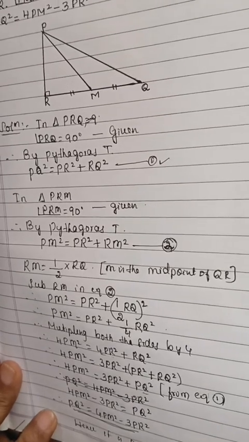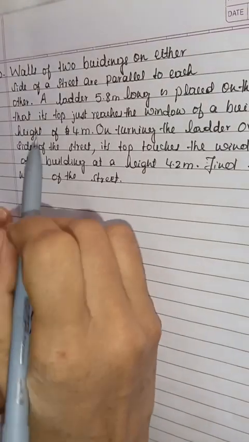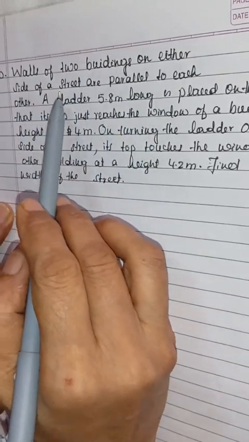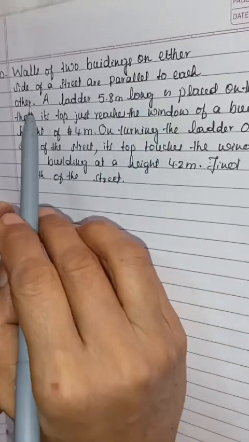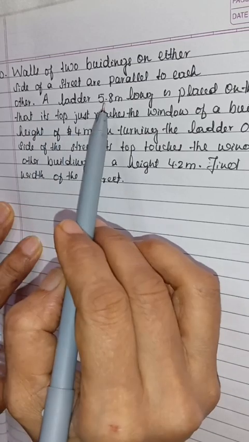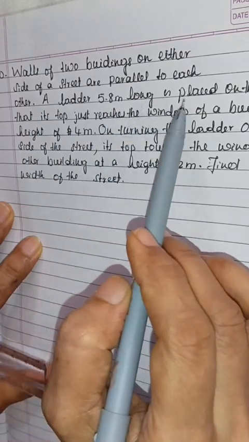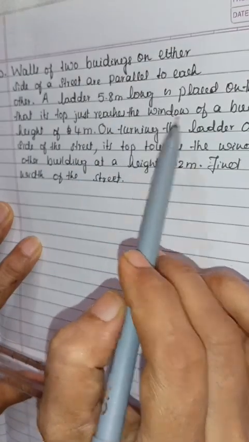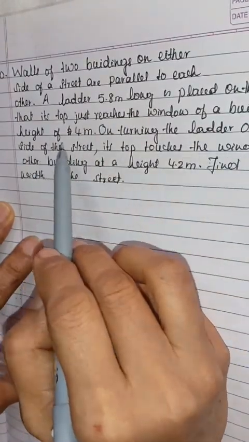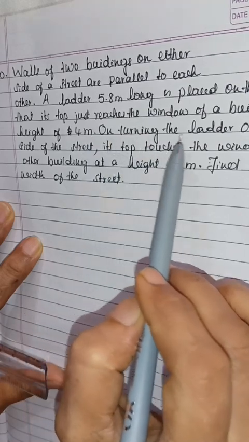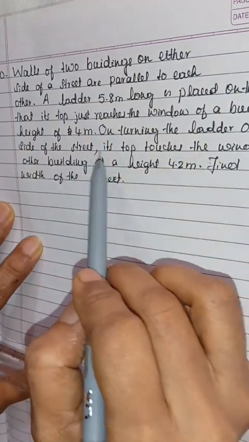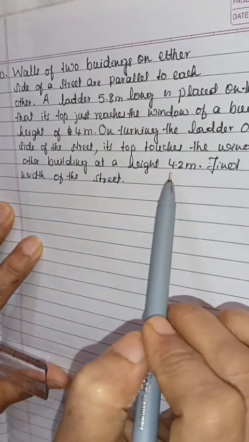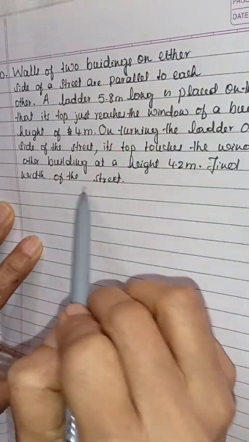Okay, the 10th one is: walls of two buildings on either side of a street are parallel to each other. A ladder 5.8 meter long is placed on the street such that its top just reaches the window of a building at the height of 4 meter. On turning the ladder over to the other side of the street, its top touches the window of the other building at a height 4.2 meter. Find the width of the street.